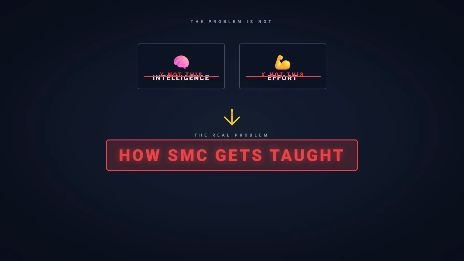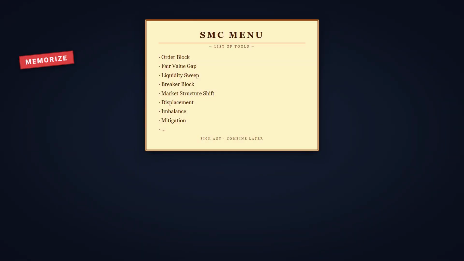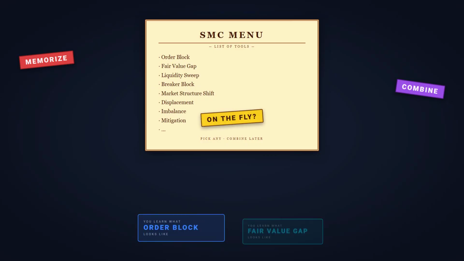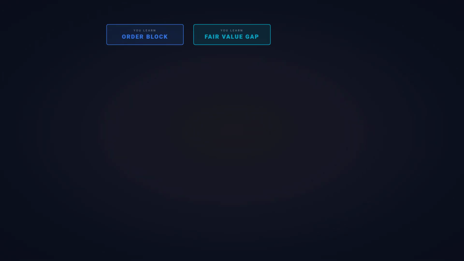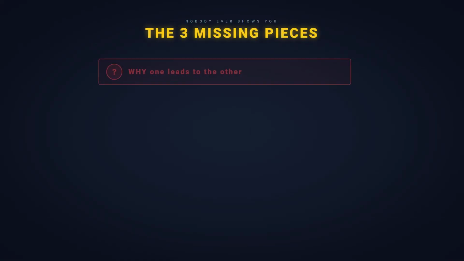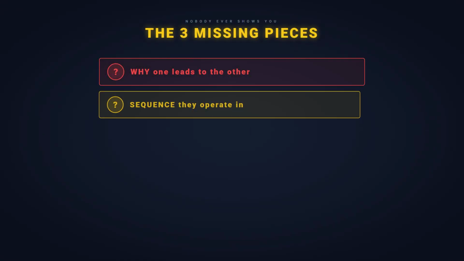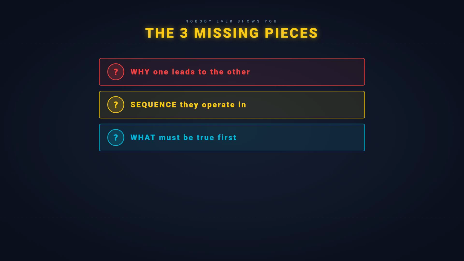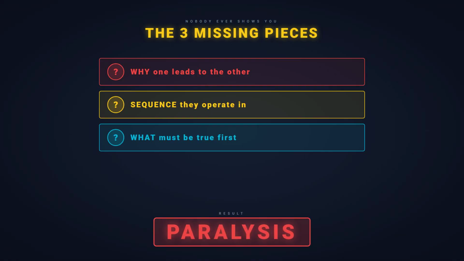Most of what's out there presents these concepts as a menu, a list of tools you're supposed to eventually memorize and somehow combine on the fly. You learn what an order block looks like. You learn what a fair value gap looks like. You learn what a liquidity sweep looks like. But nobody ever shows you why one leads to the other, in what sequence they operate, and what has to be true on your chart before any individual concept even becomes relevant. So you end up with a head full of labels and no mechanical framework to apply them. That's the paralysis most SMC traders are sitting in right now.